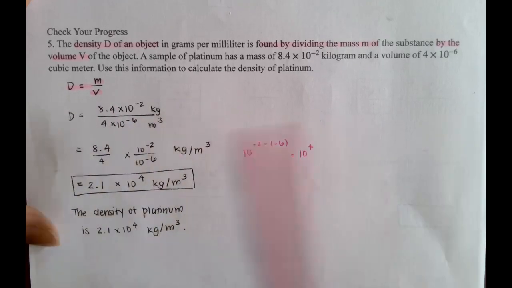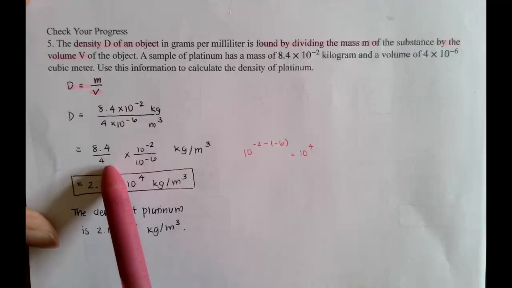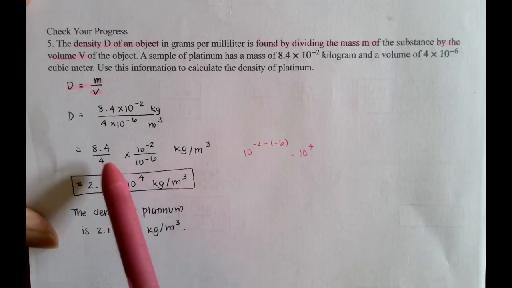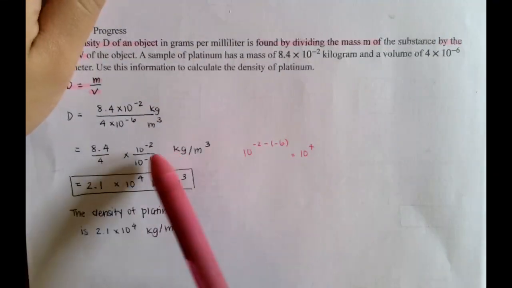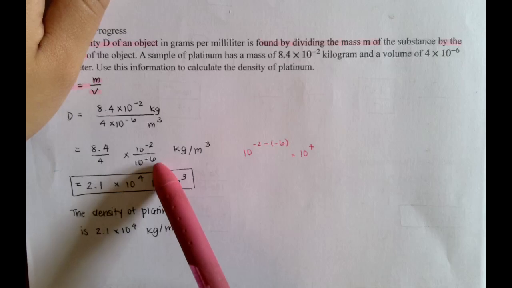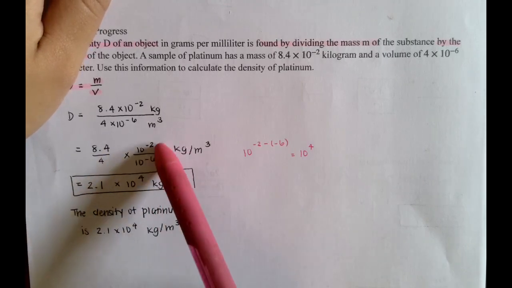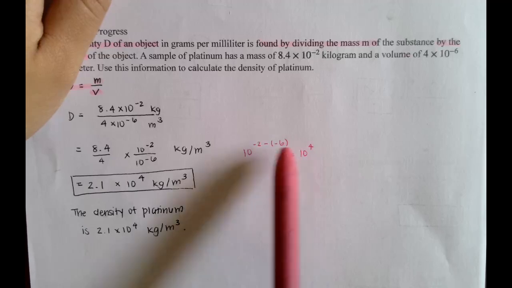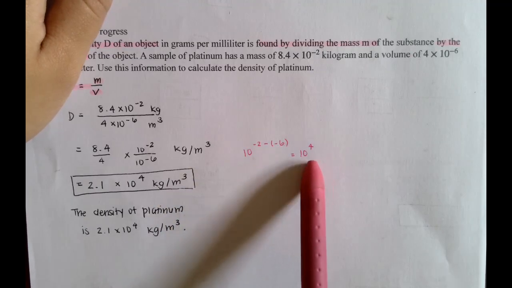Okay. Then I just simplified 8.4 divided by 4, and then 10 to the negative second over 10 to the negative 6. 8.4 divided by 4 is 2.1. And then 10 to the negative second over 10 to the negative 6. This is the quotient property, so it's top minus bottom, right? So top, negative 2 minus bottom, negative 6. Negative 2 minus negative 6 is 4, so 10 to the 4th.